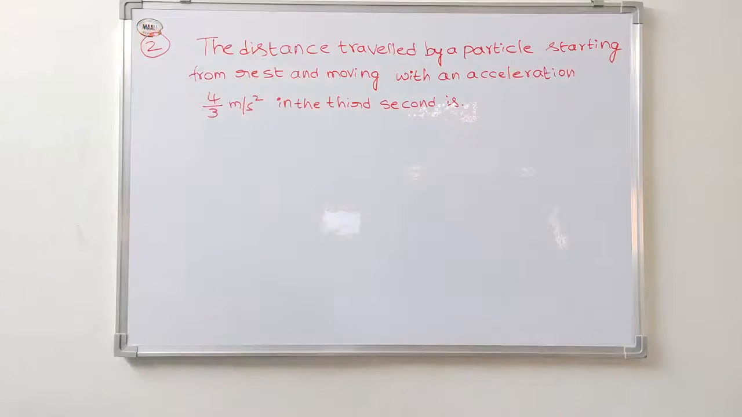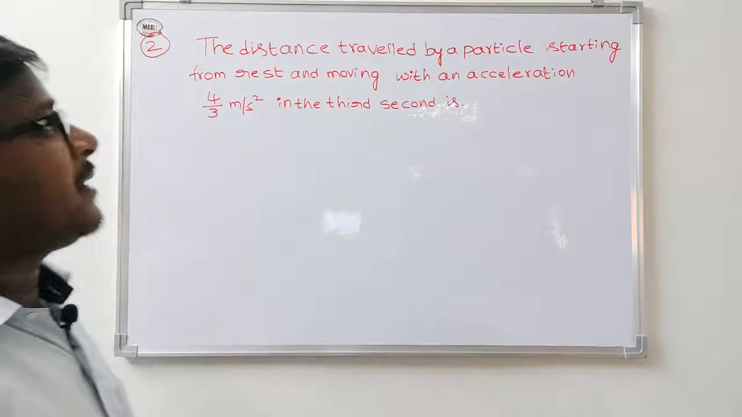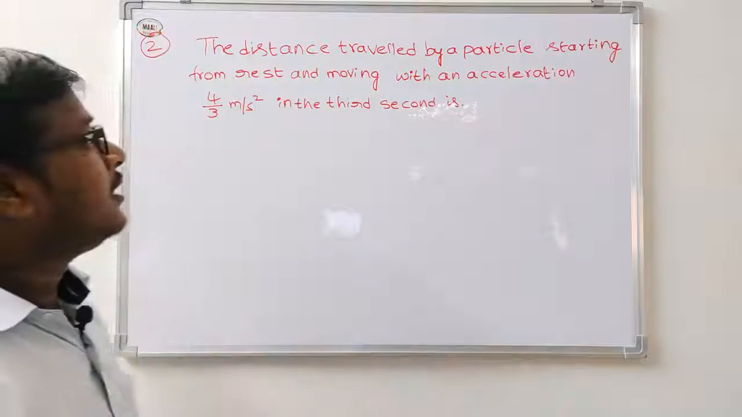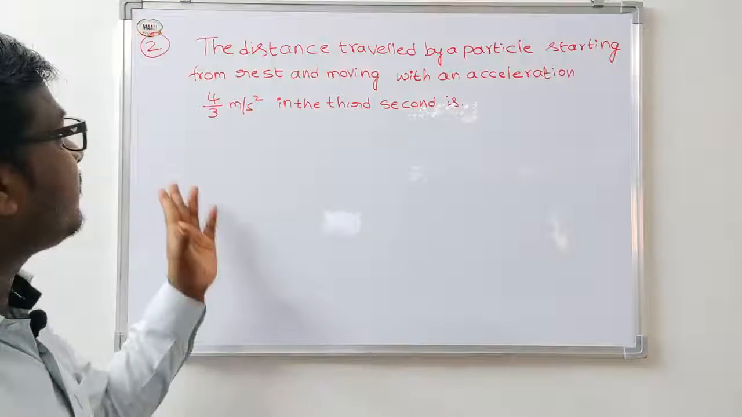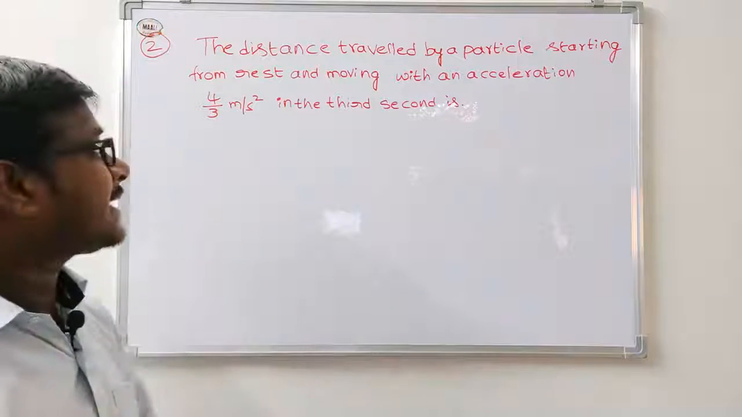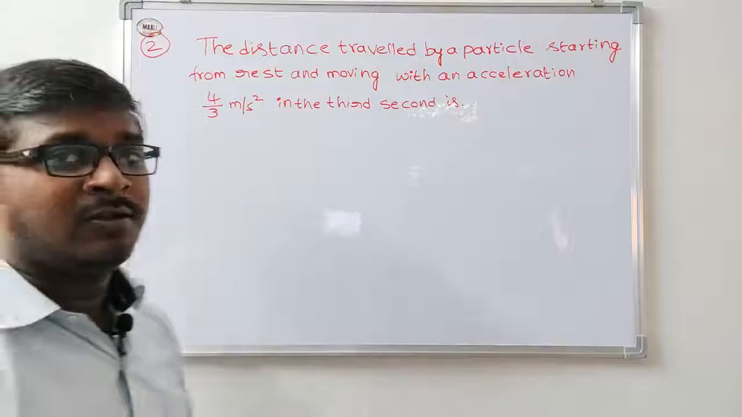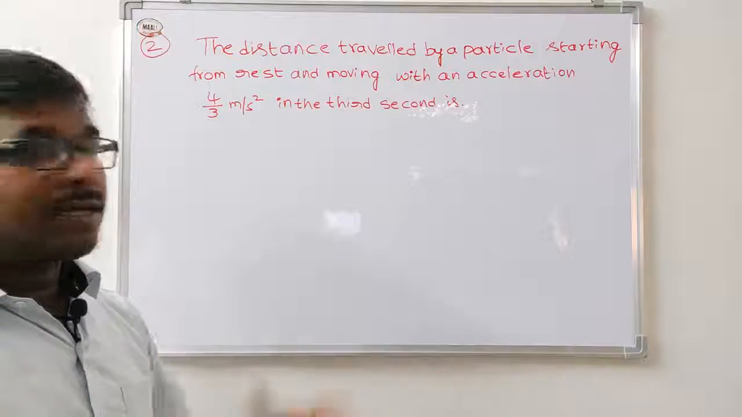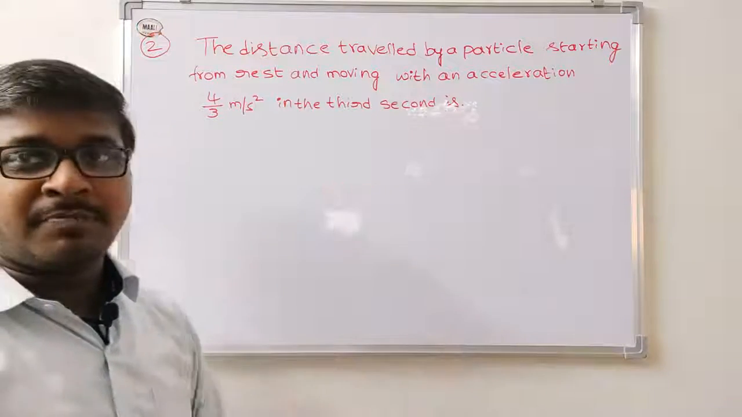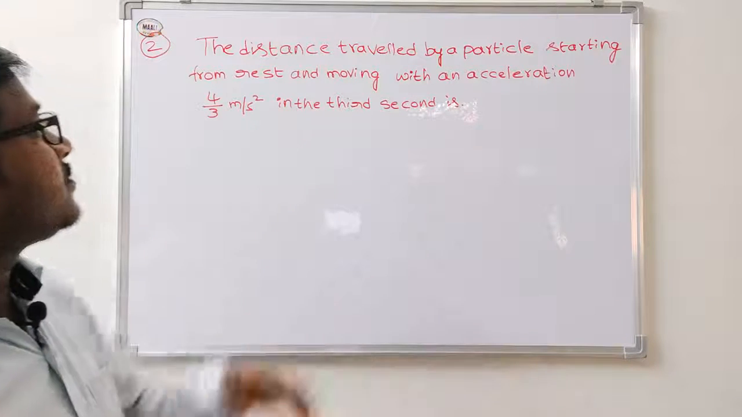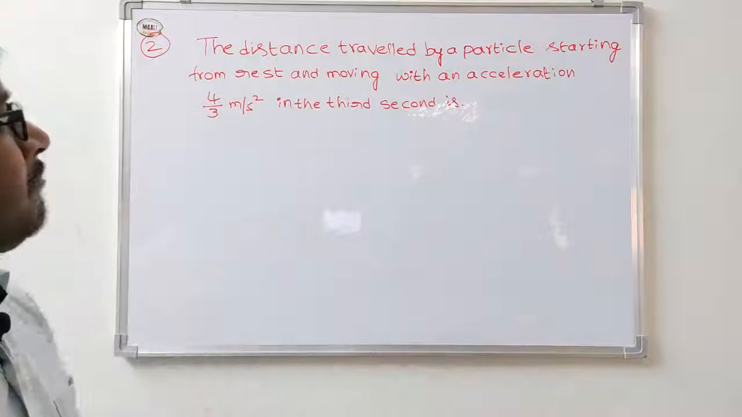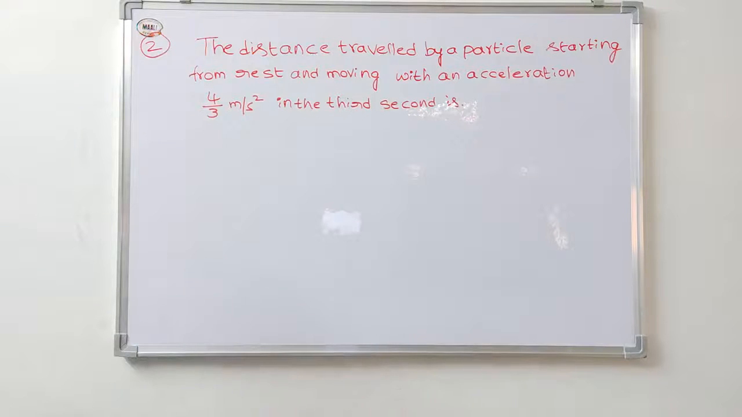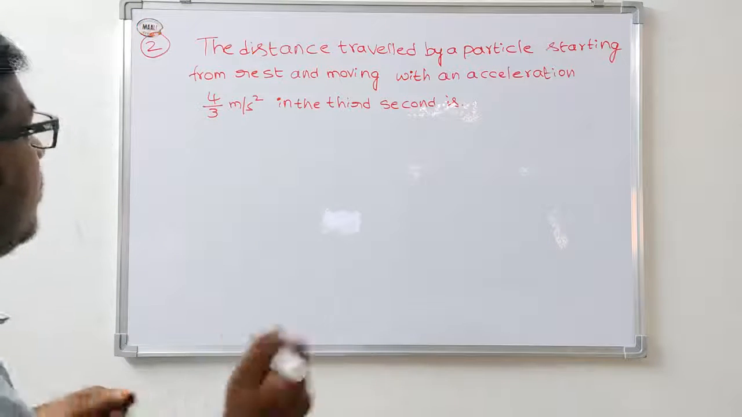Okay students, second problem: the distance traveled by a particle starting from rest and moving with an acceleration 4/3 meter per second square in the third second. Okay, this is a NEET level problem. The 2008 NEET question paper asked this same question. It's a very important problem. This type of problem is very easy.